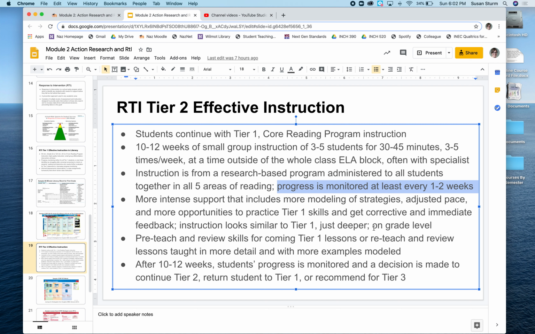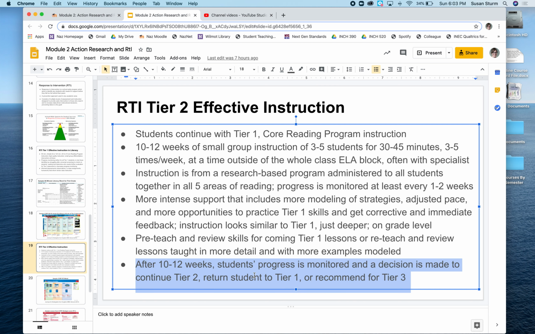You are staying on grade level in your Tier 2 instruction. You will also pre-teach and review skills that are coming for Tier 1 lessons to get your kiddos ready for what's coming. You might reteach, you might review with more examples. These are all things that can happen in Tier 2.